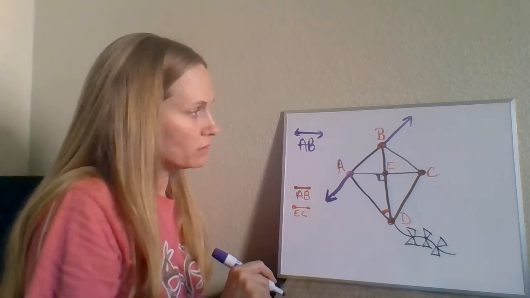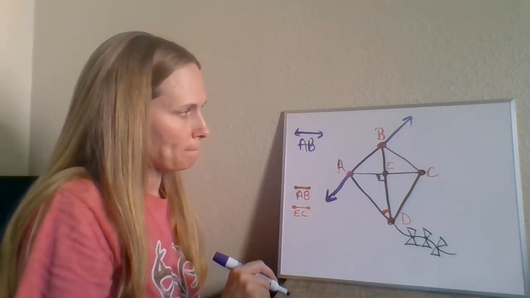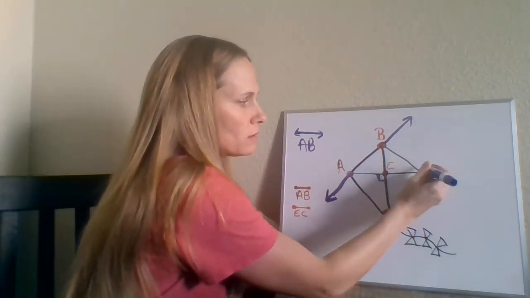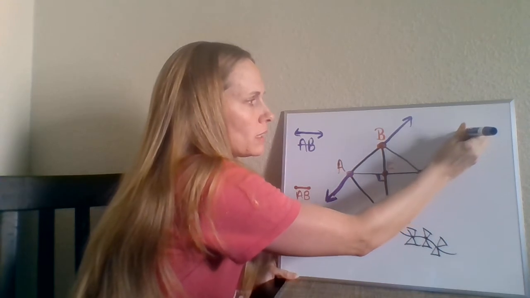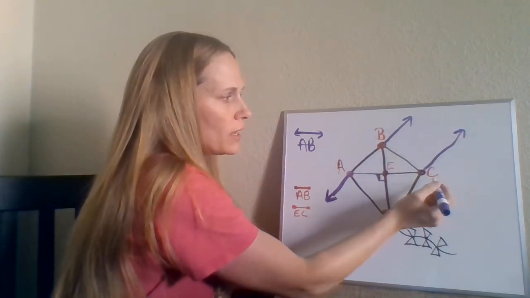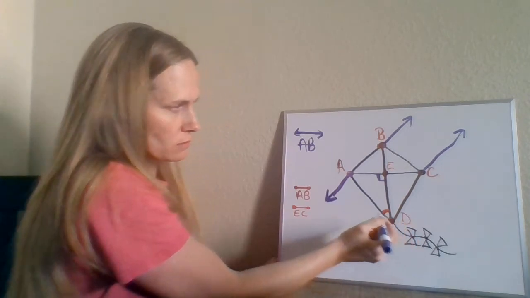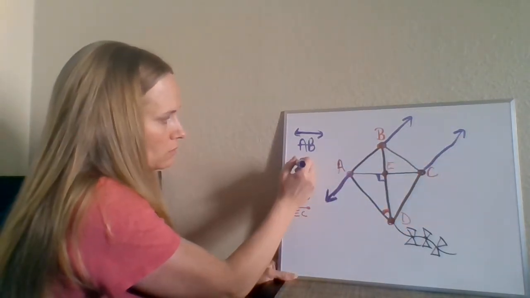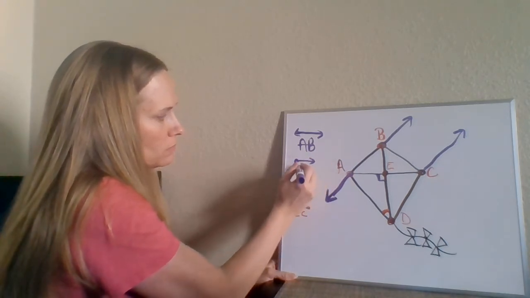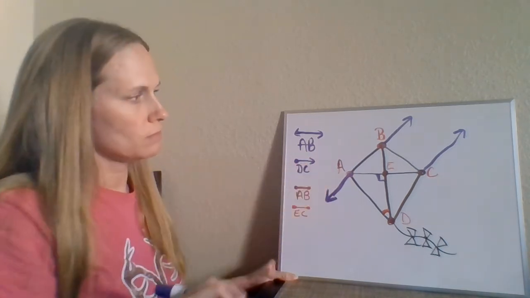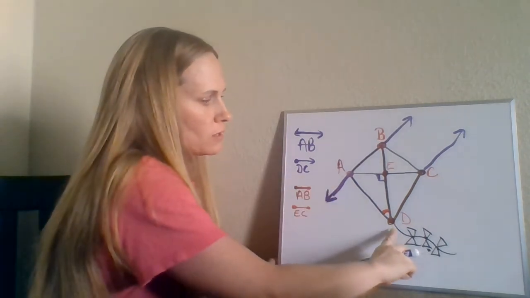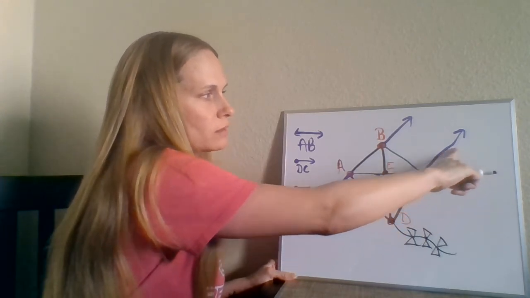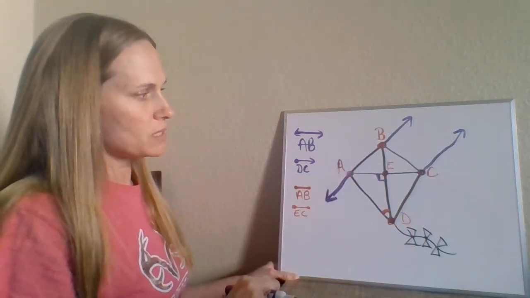What about a ray? Do you see a ray? Well, if I have a point C, I can extend, and now I have ray DC. So D is my endpoint, and then my line continues through C forever in the opposite direction.